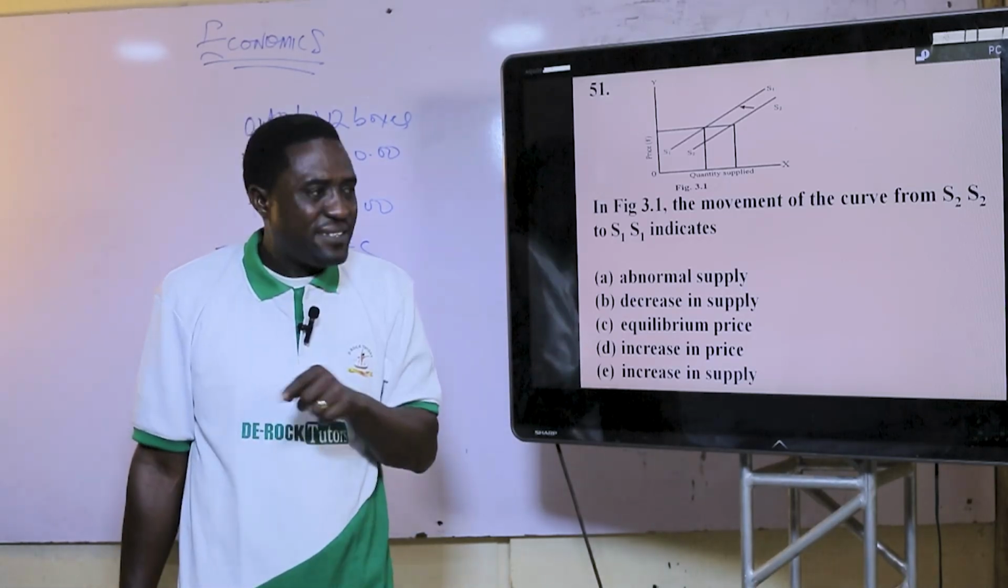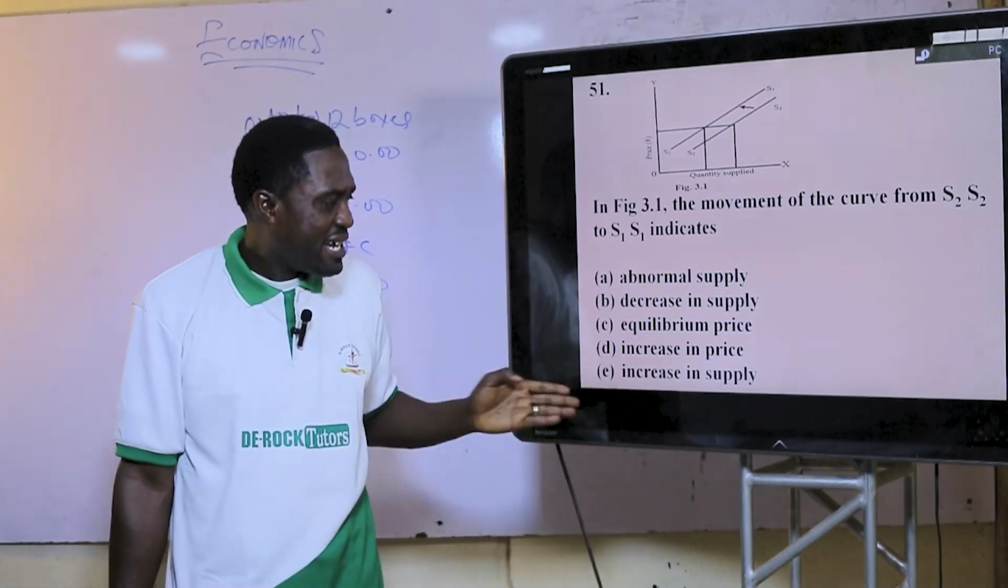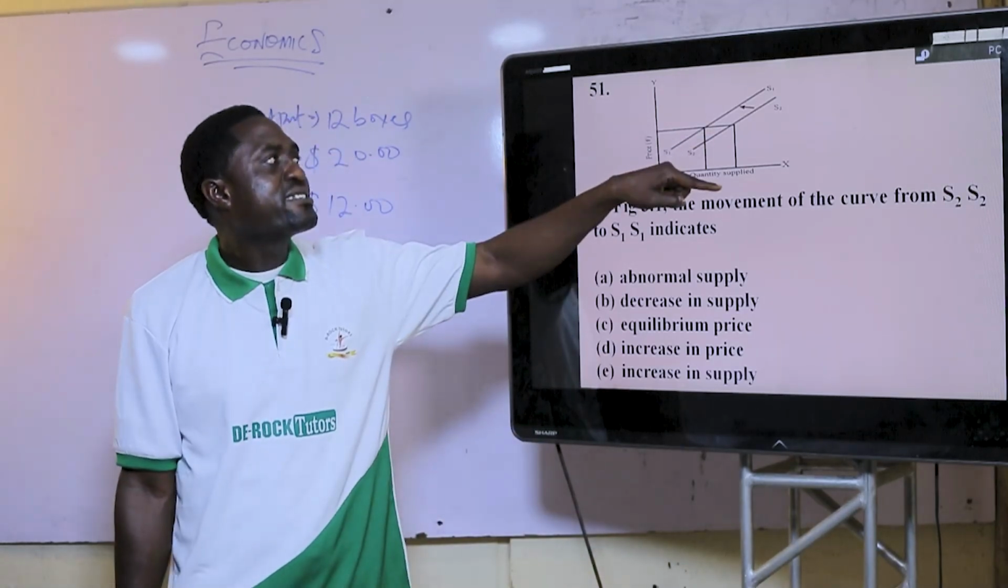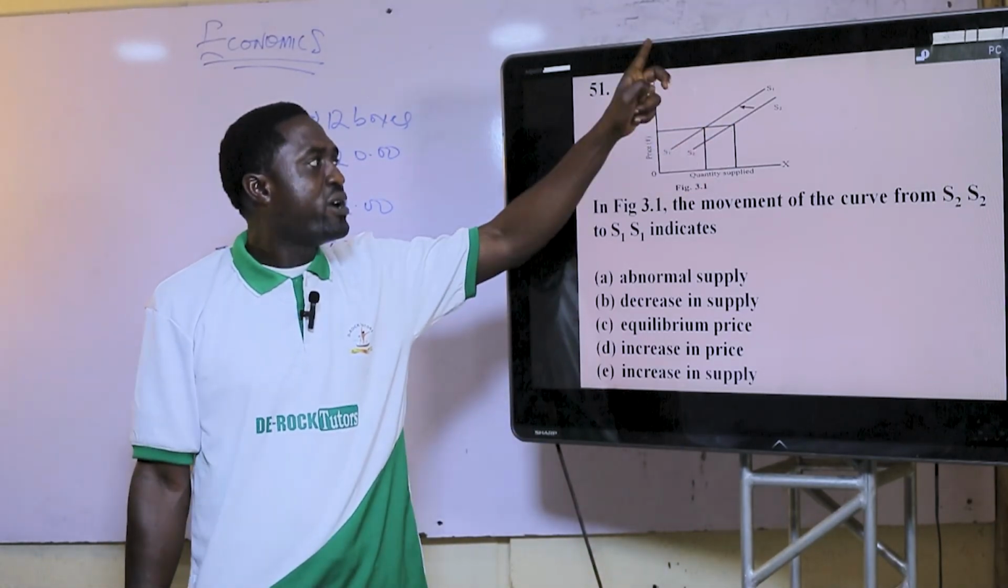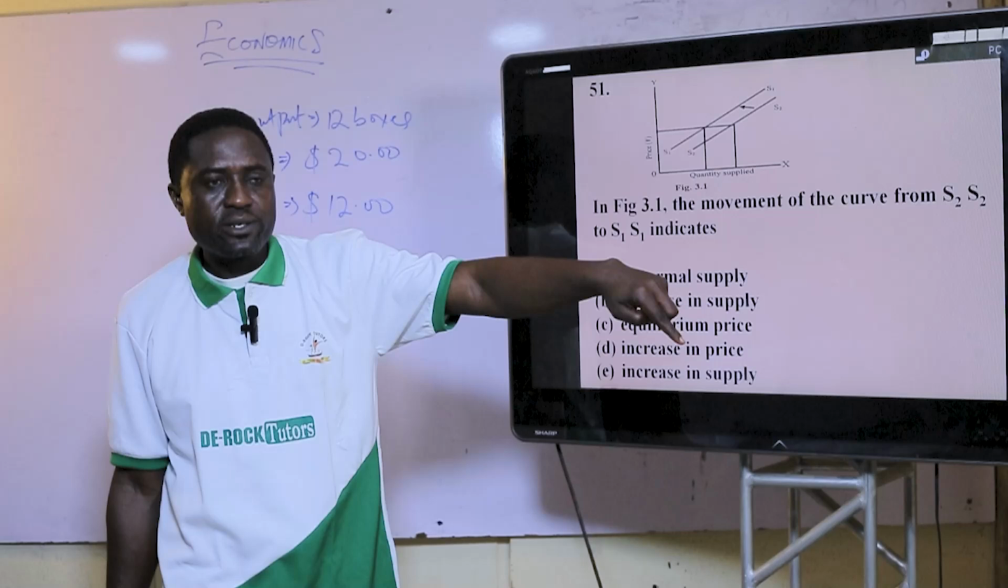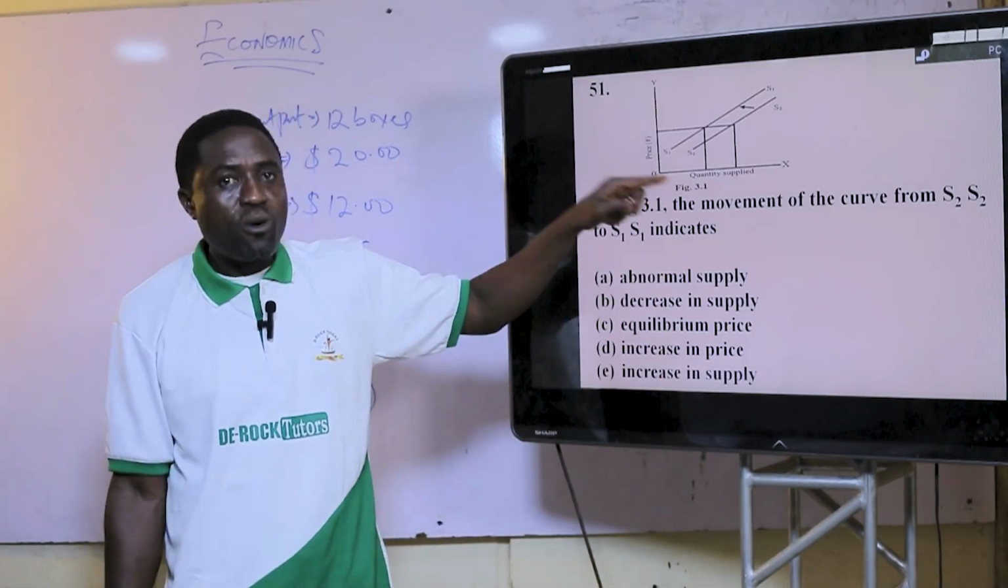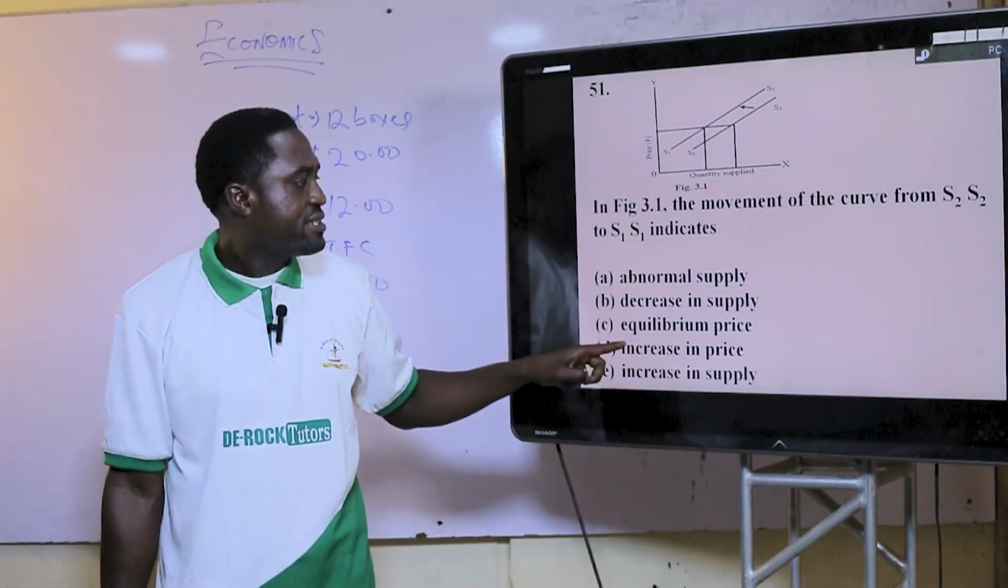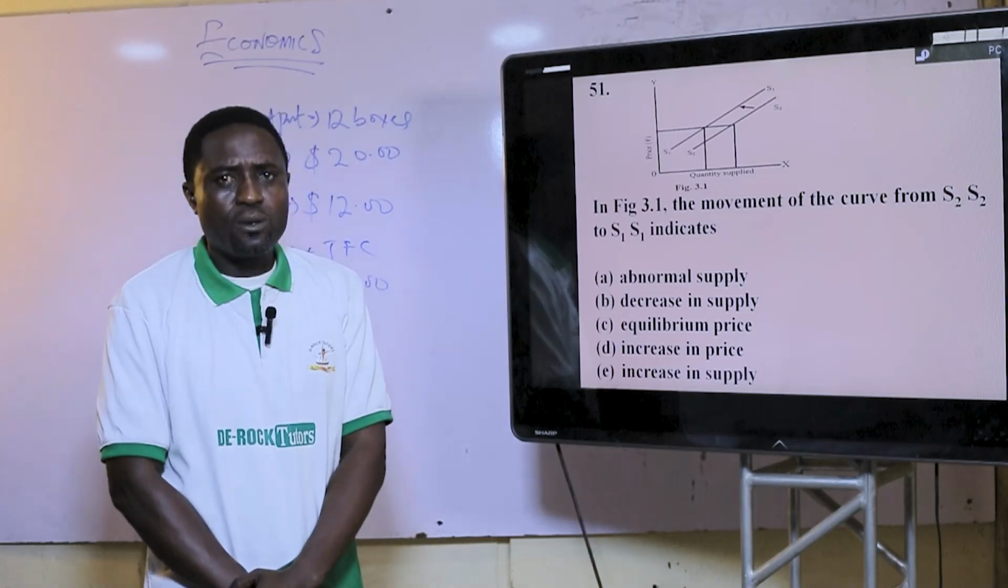Then increase in price. You can see that there is no increase in price. That's what we are talking about. Increase in supply. This is not an increase in supply. Had it been that the arrow, instead of going leftward, moves rightward, it would have been an increase in supply. But from what we are seeing on this table, it is a decrease in supply.